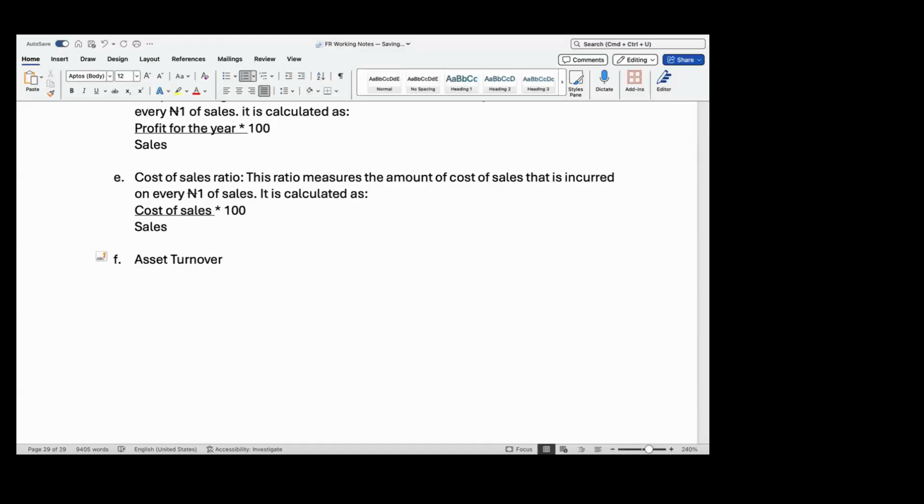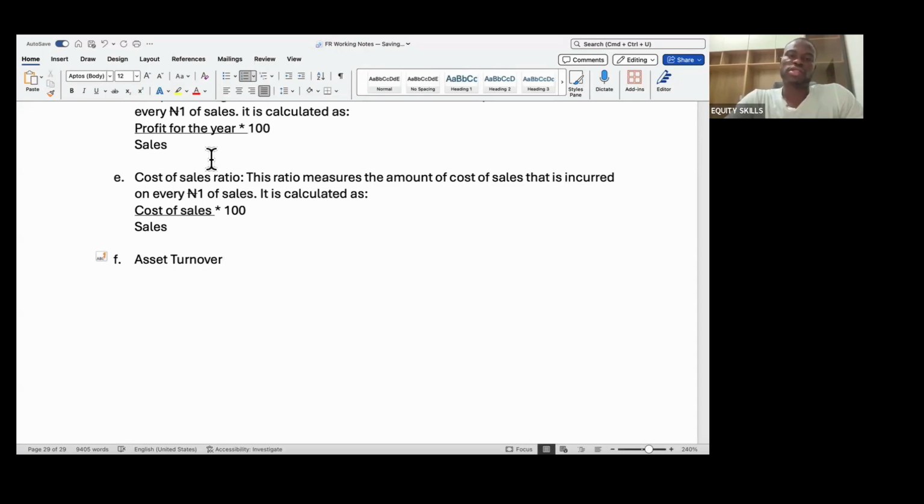Thank you, sir. Yeah, I said it measures the amount of cost of sales that is incurred on every sales. So how much cost you incur on every sales. So if you sell goods for 100 naira and your cost of sales is 70 naira, that means on every 100 naira sales, you have incurred 70 naira. So if you want to express that in percentage, that's cost of sales ratio. That's 70 over 100. That's like 70%.